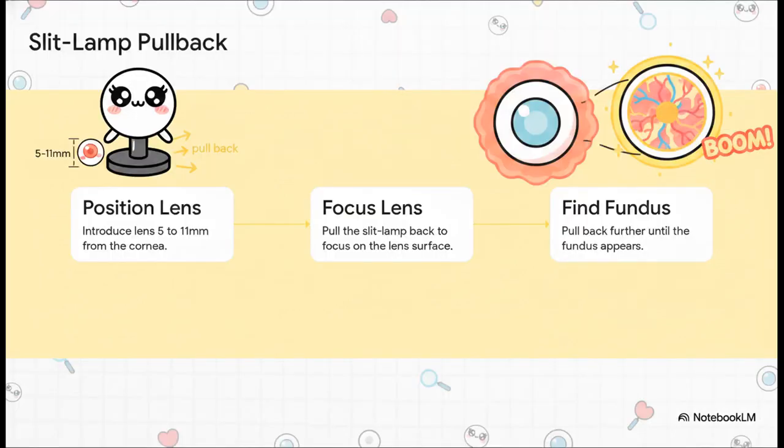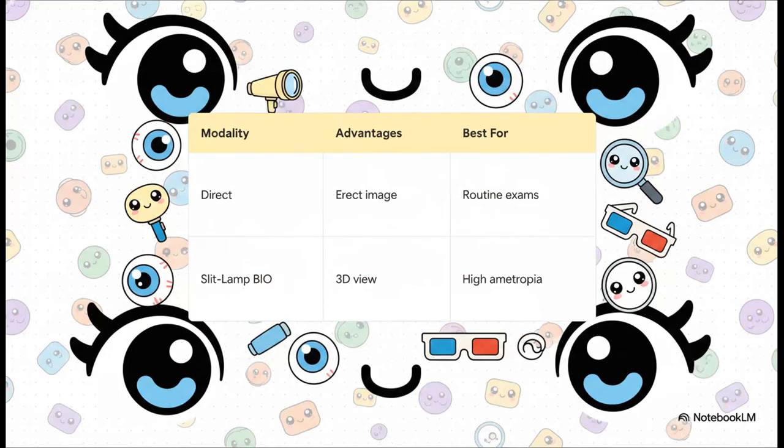With a slit lamp, the image is real, aerial, reversed, and inverted. To focus this image, introduce your lens about 5 to 11 millimeters from the cornea. Then, simply pull the slit lamp joystick straight back. The surface of the lens gets sharp first, then you'll see a blurred red reflex, and then boom, you pull back just a tiny bit further, and the glorious fundus appears. It's so satisfying.